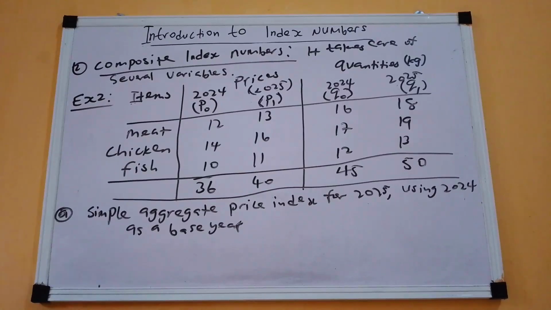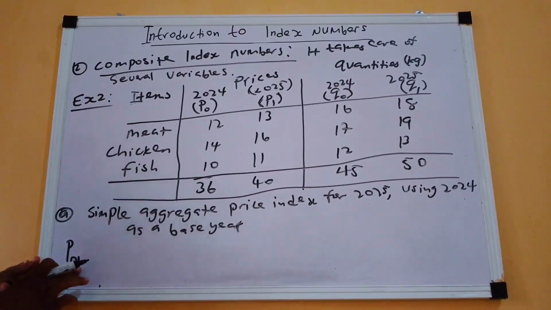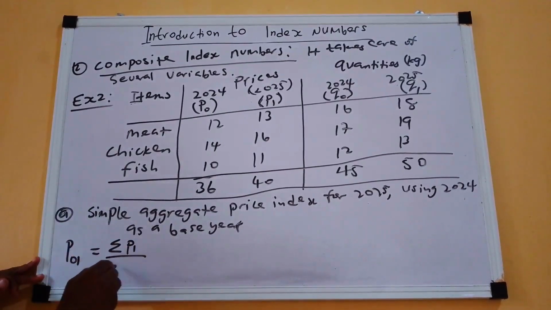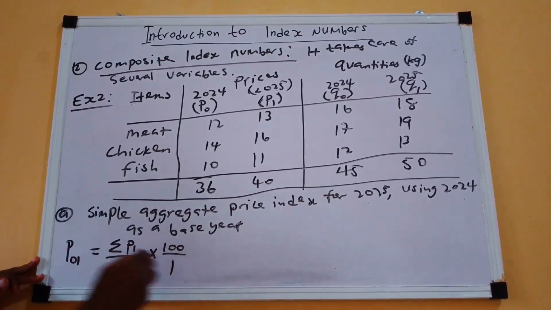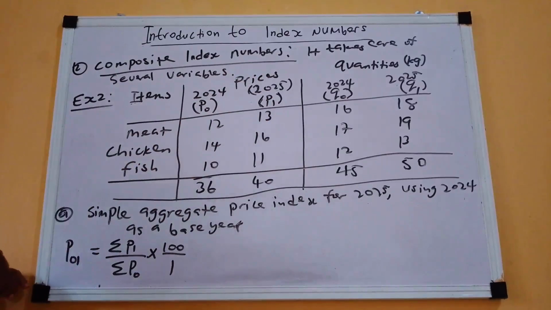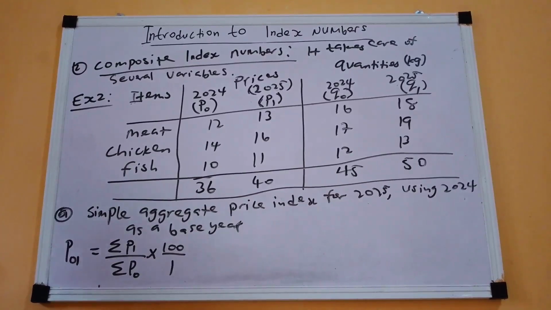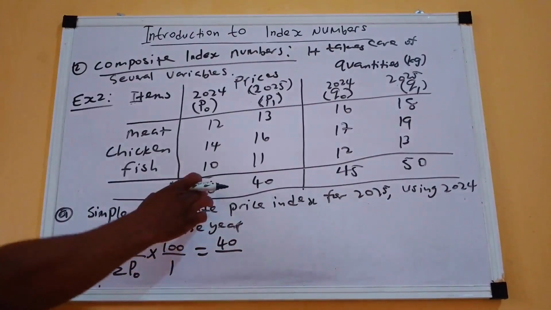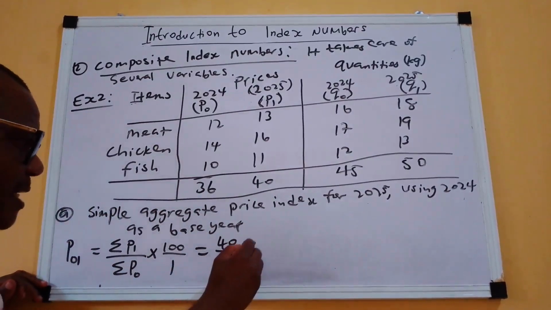So now this formula is given as P01, that is the price index for the current year using a base year. Because it is aggregate, it will be summation P1 all over summation P0 times 100 all over 1. So the P1 is the current year, so our current year is 2025. Then the P0, of course, is the base year, which is 2024. So we want to calculate the composite index number for these three commodities for year 2025 using 2024 as a base year. So this will be equal to the sum for 2025, which is 40, all over the sum for 2024, which is 36, of course again times 100 all over 1.